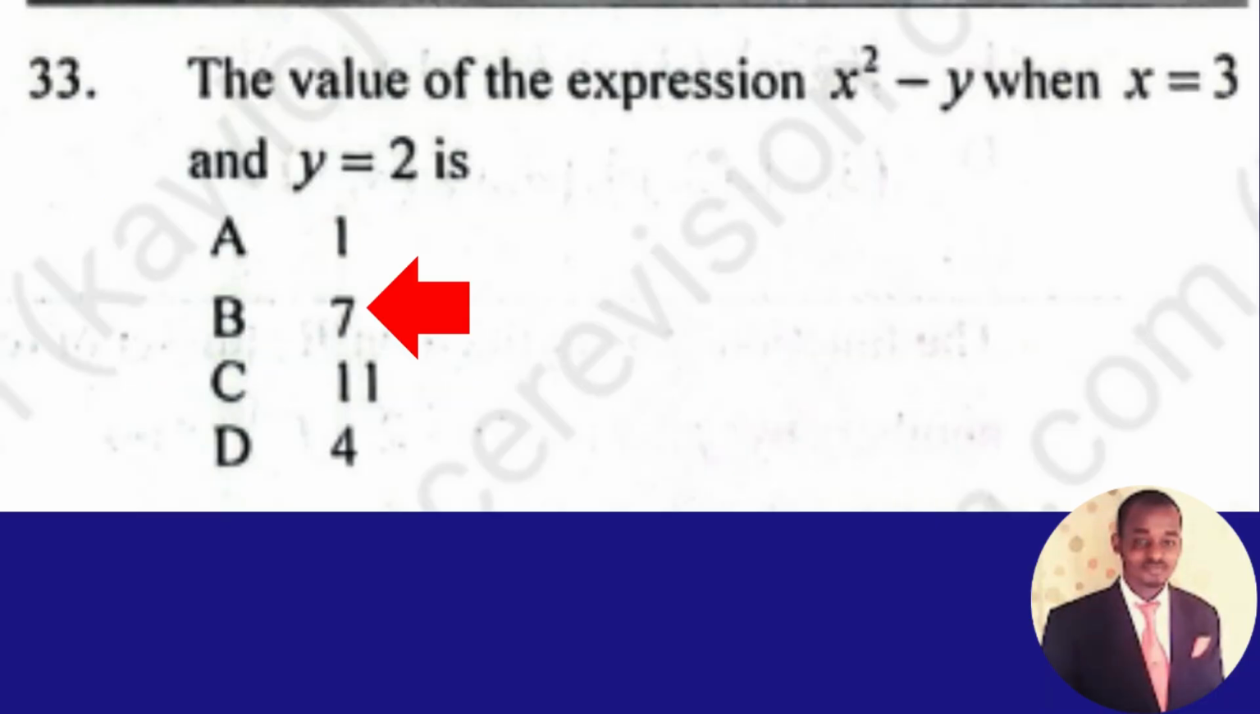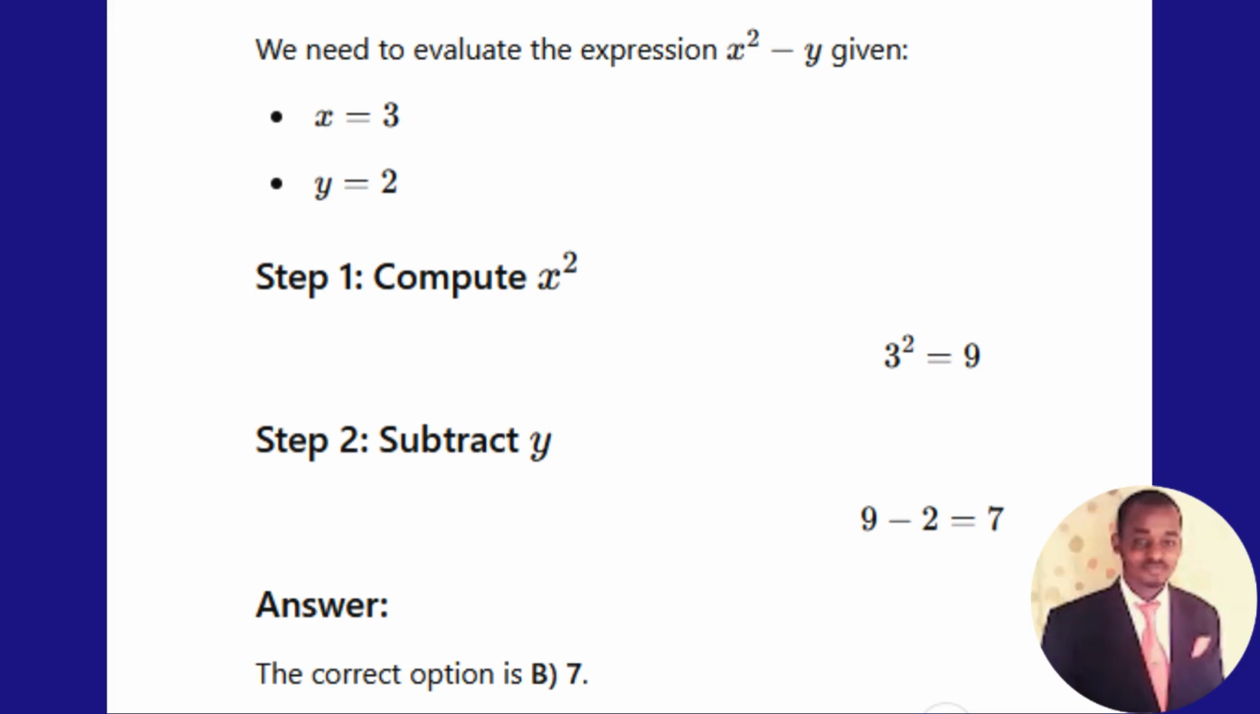The value of the expression x squared minus y when x equals 3 and y equals 2 is, the correct answer is 7. Here you can see the calculation of how we came about that 7. We need to evaluate the expression x squared minus y, given x equals 3 and y equals 2. So we substitute, then subtract y and we come to that answer.